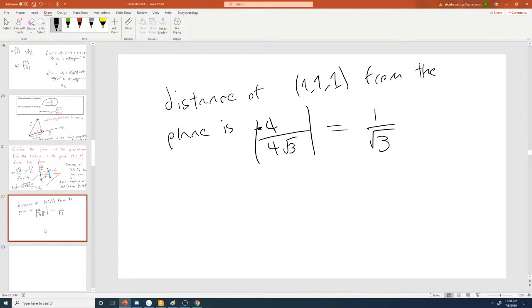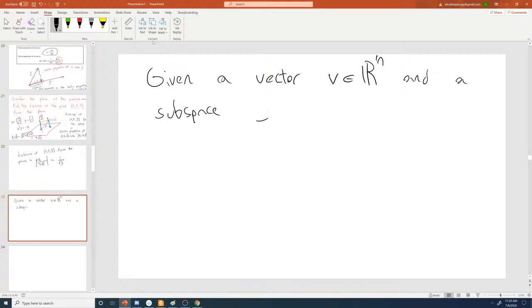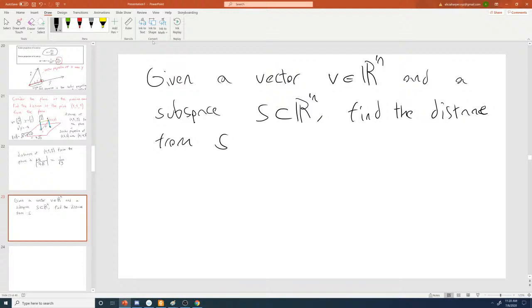The general problem that we're going to want to deal with, and we're going to start looking at it next time, is things like this. Given a vector v in Rn and a subspace S in Rn, find the distance from S to v.